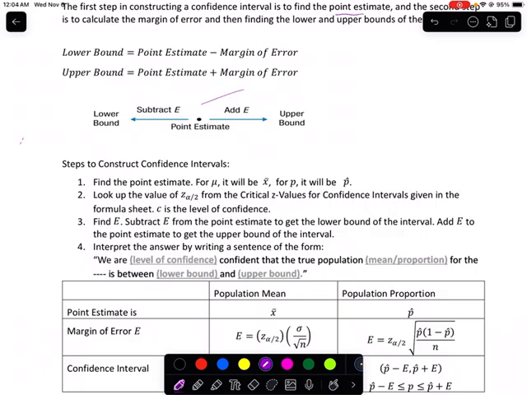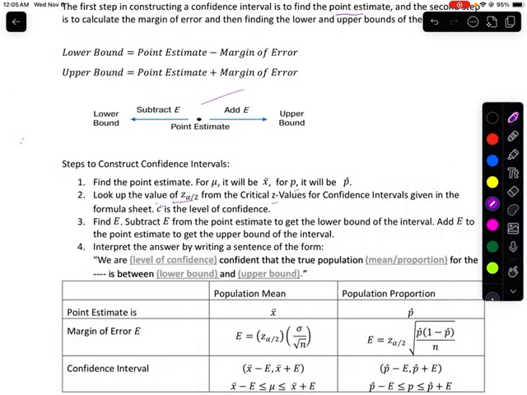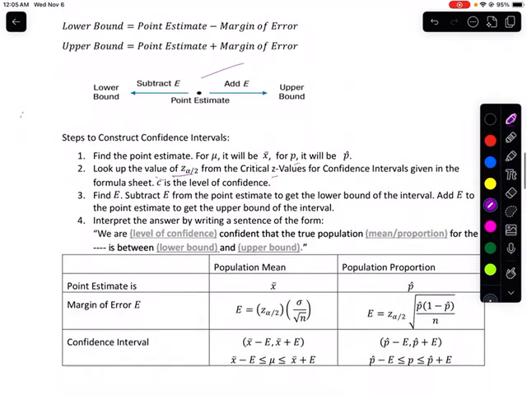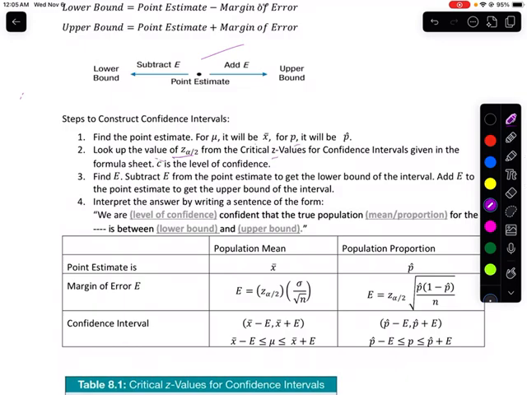So it says find the point estimate: for mu it will be x bar, for p it will be p hat. Look up the value of Z alpha over 2, which means look up the critical values. Remember, critical values are the Z values for confidence intervals given in the formula. There is a table which gives those critical values and the corresponding Z alpha over 2.